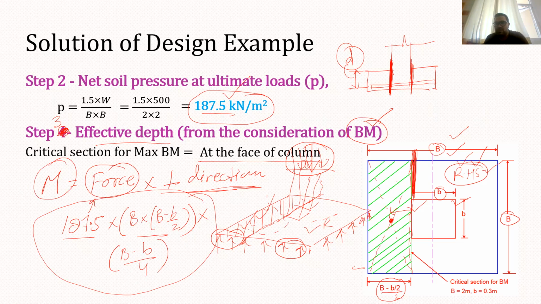Whether we calculate bending moment along this face or along this face or any of the four faces, the value of bending moment will be the same. Why? Because it is a square footing. So bending moment along all four faces will be the same. But in case of a rectangular footing, it will be different. Along the shorter span it will be different, and along the longer span it will be different. So in case of a rectangular footing, we generally calculate bending moment along both the faces, and we take the higher bending moment for calculating the effective depth. But here the bending moment will be the same for all four faces.